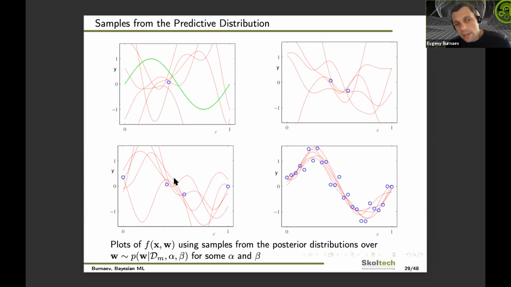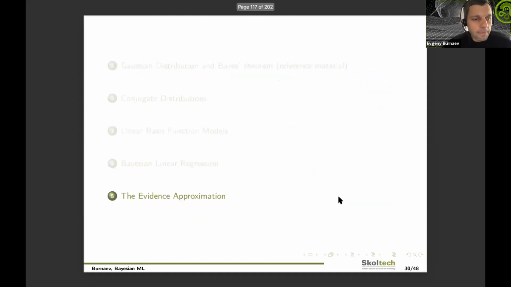And when we get a lot of sample points, the posterior is concentrated, and so the vector of parameters W generated from the posterior distribution is very close to the true vector of parameters W. And when we generate the trajectories of the function with such values of W, they are very close to the true function. That's it. Any questions so far, guys?